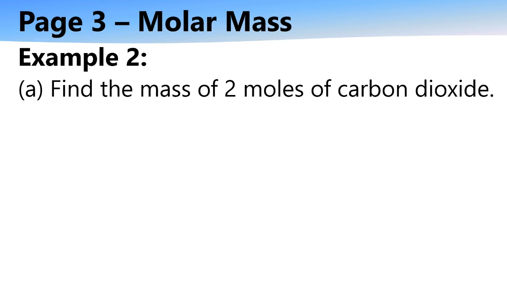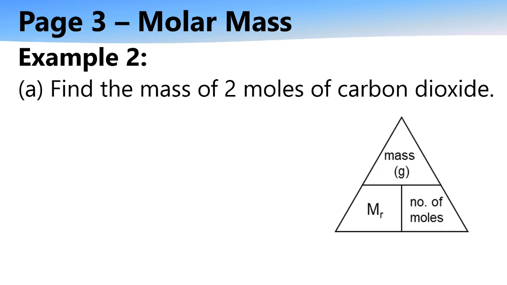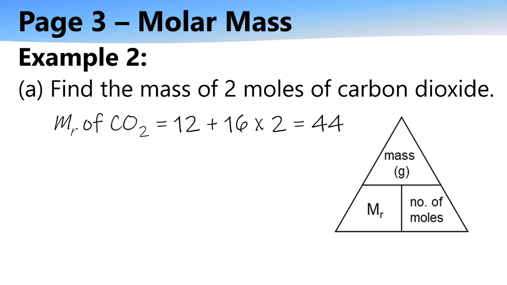So some examples of using this formula triangle. Part A, find the mass of 2 moles of carbon dioxide. Okay, if you refer back to the formula triangle, I need to find the mass. To find the mass, I will need to have the MR and the number of moles. The number of moles is given in the question, 2 moles. So what I need to do first is to find the MR. And the MR of carbon dioxide would be 12 plus 16 times 2, which is 44. Remember, the MR can be found in the periodic table by looking at the bigger number for each element.